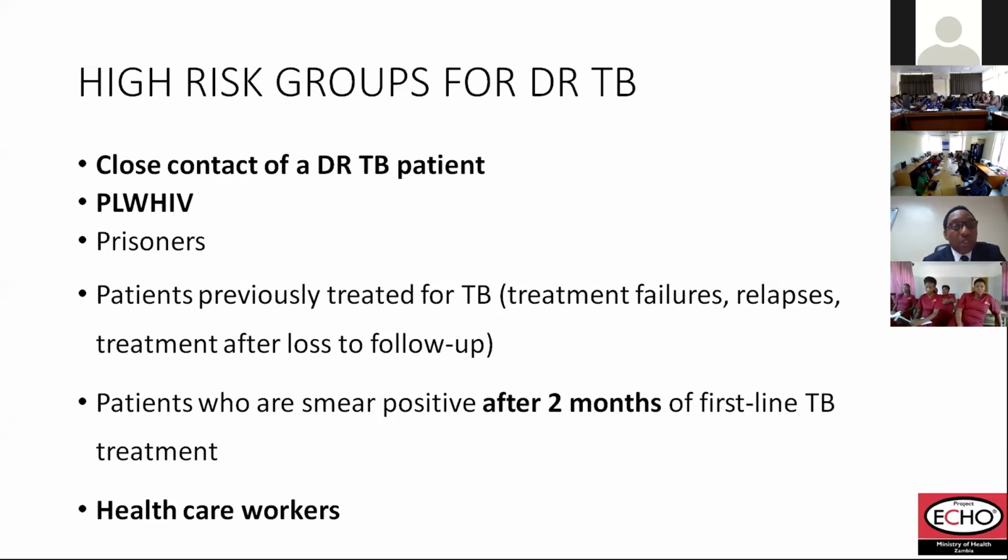Patients who remain smear positive at month 2 of the first line. Essentially, if a patient goes into month 2 and they are still smear positive or culture positive, this individual is likely to be failing the first-line treatment. And by that, they are at high risk for drug-resistant TB.